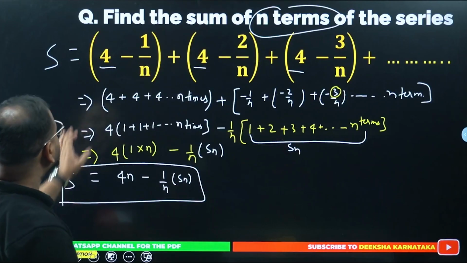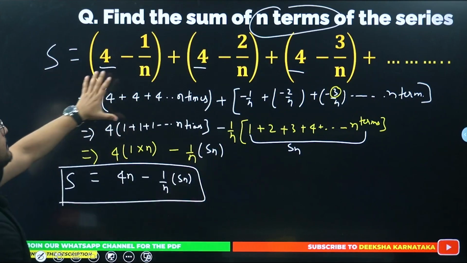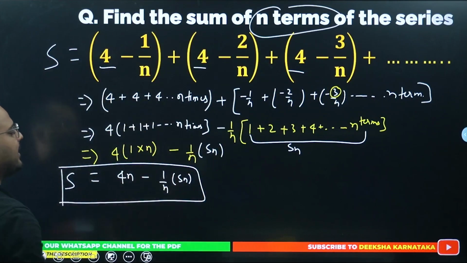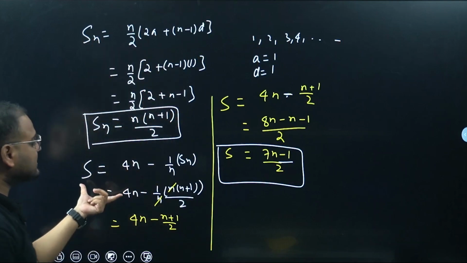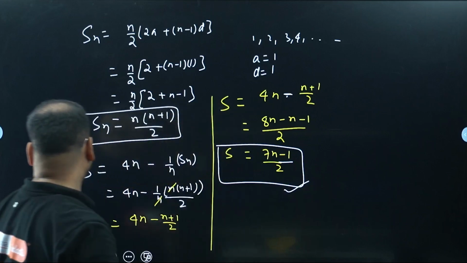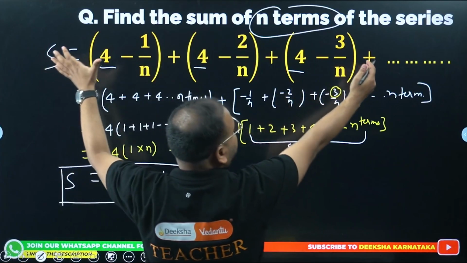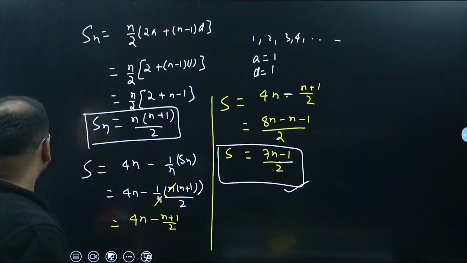That's what they were asking. I took this entire value as S and simplified it to get 4n minus 1 by n Sn. I found Sn, used it in the S to get my answer as 7n minus 1 by 2. This is the value of the entire sum, 7n minus 1 by 2. I hope this is clear for you.